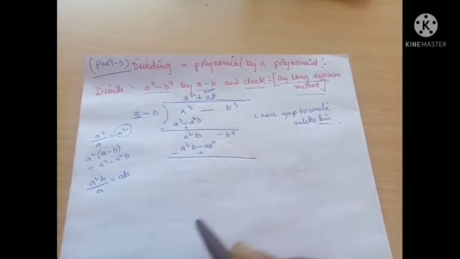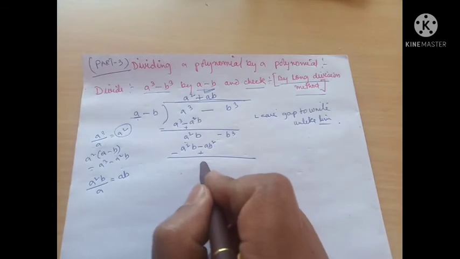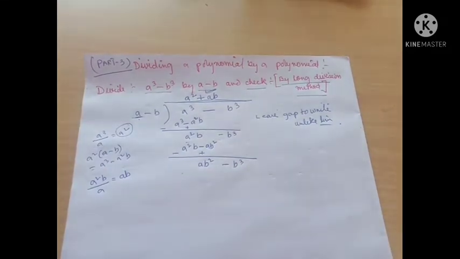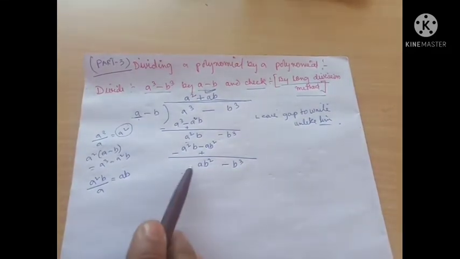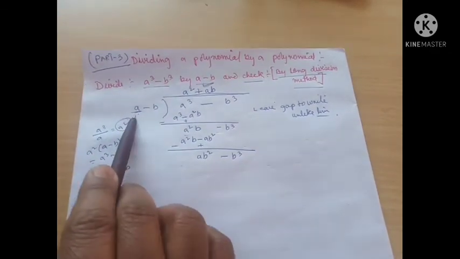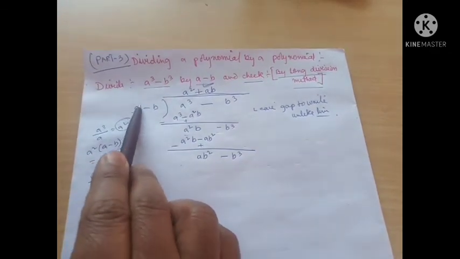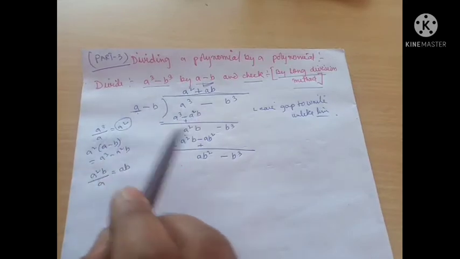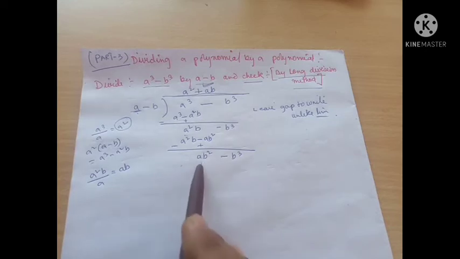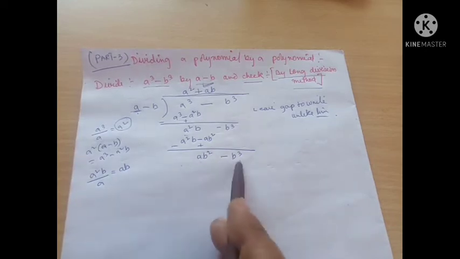Minus plus. This will become plus B square again. You put on this B cube again. Now again, you have this two times, this A plus the A divisor A. This term will divide with this dividend. This will become the dividend again.